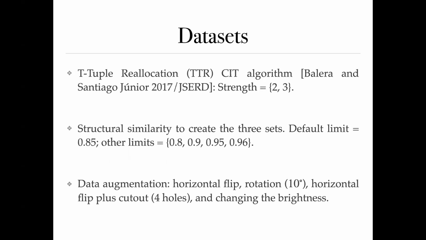To create the datasets, we use the tuple relocation similarity algorithm that we presented some time ago. Structural similarity to create the three sets with the cutoff limit of 0.85, all the other limits were used, and the transformations related to data augmentation with horizontal flip, rotation 10 degrees, horizontal flip plus cutout, and change of brightness.